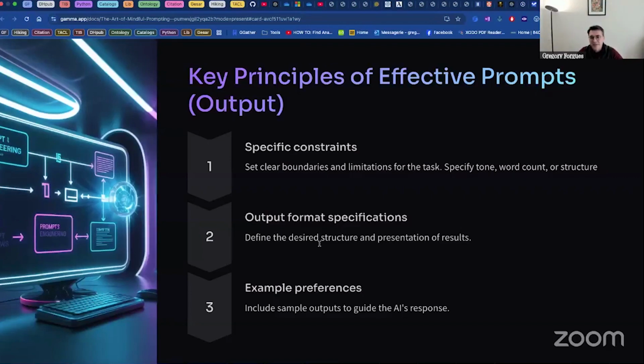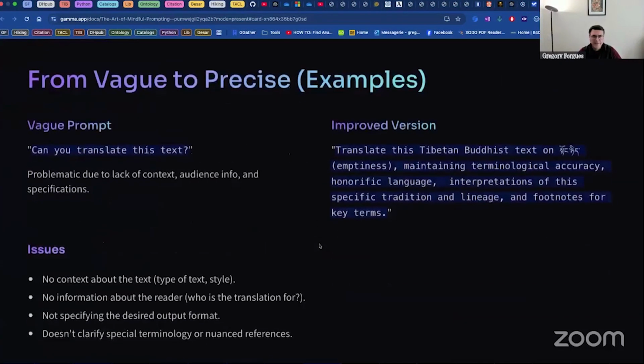On the output side, specifying constraints, boundaries, limitations, specifying tone, word count, structure, register of speech, is another strategy to get the results you want. Then the presentation format, the layout, or you want a table maybe, or you want just a list of bullet points. All this is something you can script, and then you can provide examples of what you want. Sometimes when the task is a bit complicated, it helps a great deal to add an example of a correct answer to the type of question you have in mind.